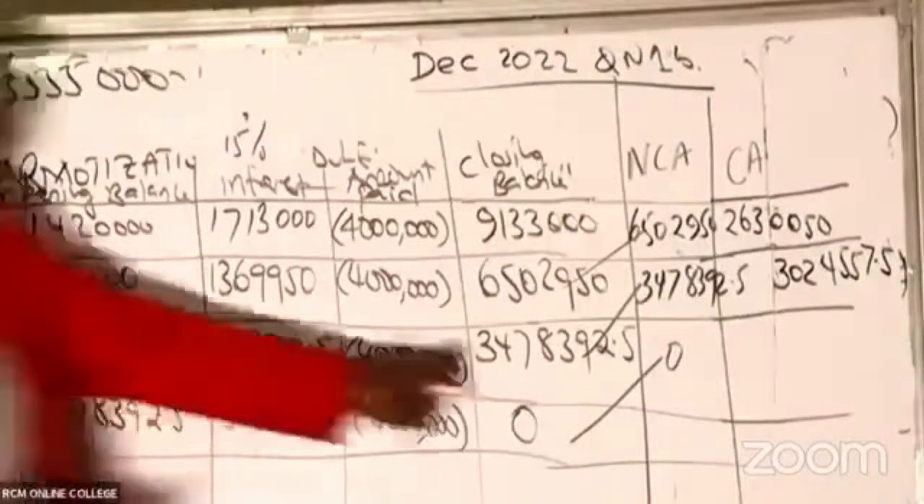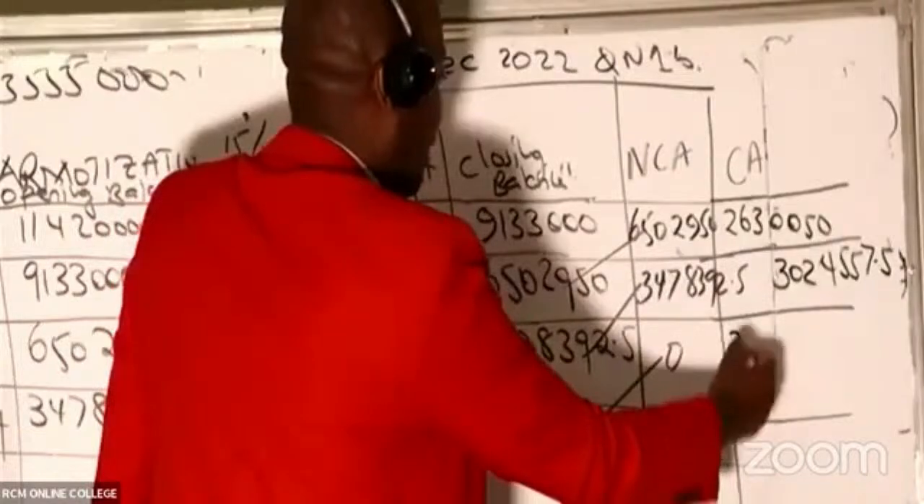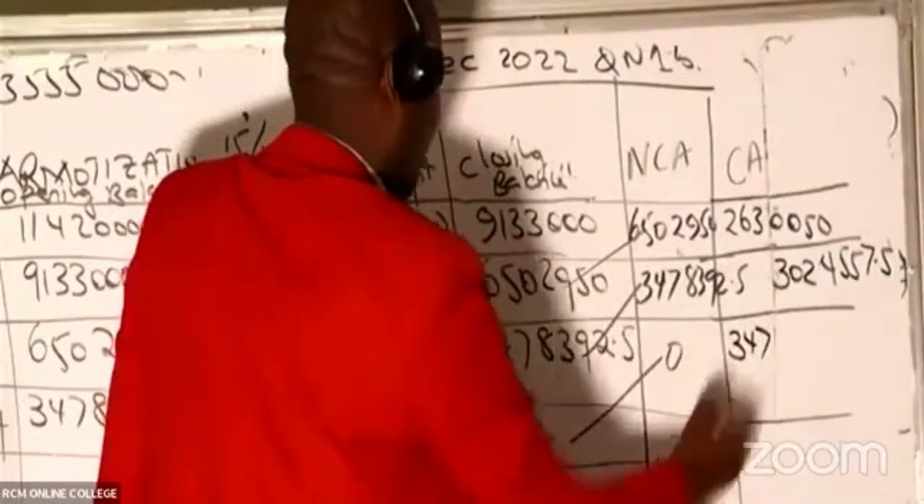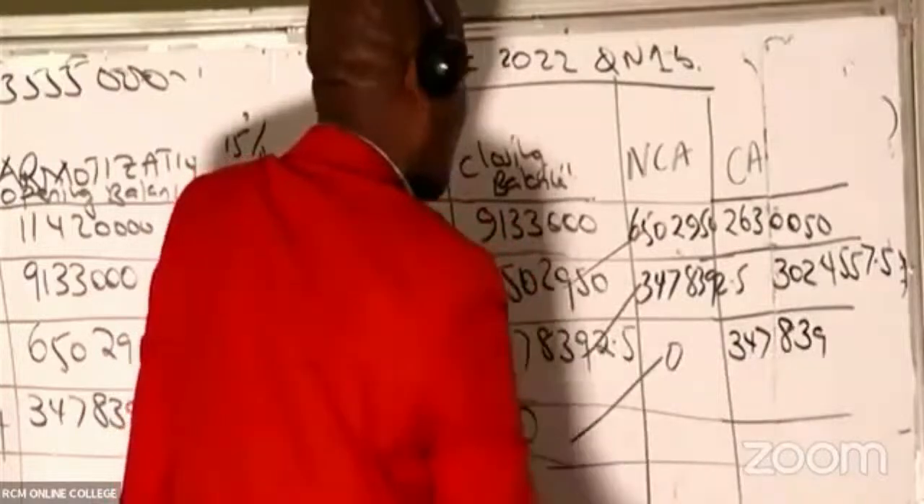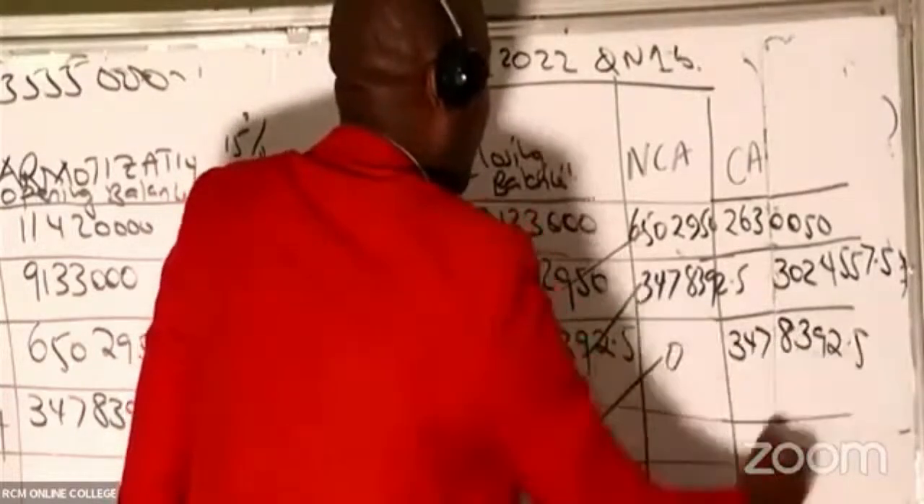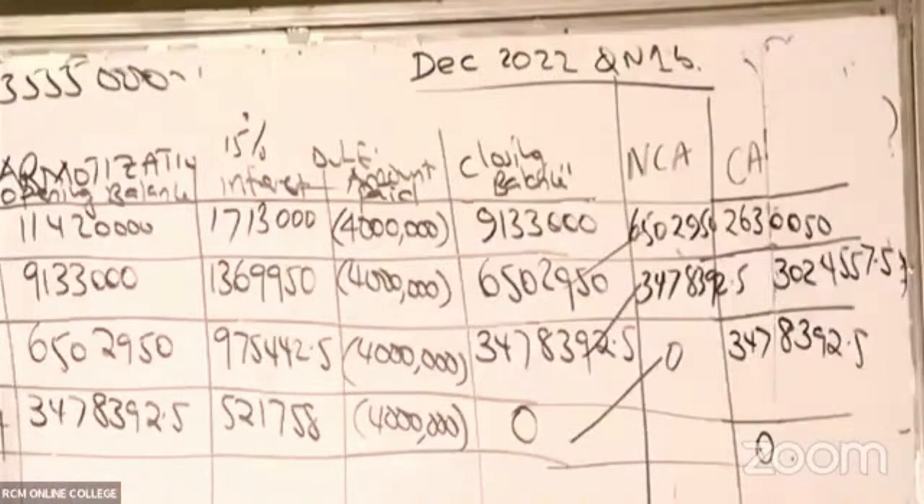And then this one I'll know. This minus this is very good for me. So this is 347,839,2.5, and then the last one is 0.